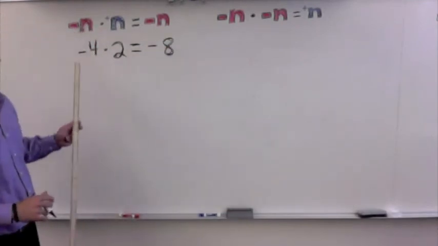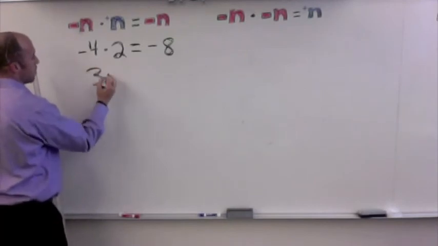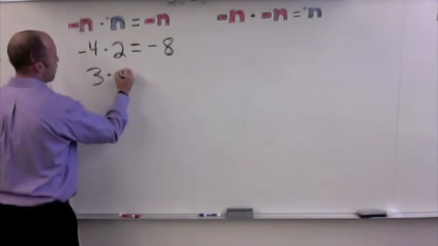Let's do it a little flipped way. So we have a positive right here, 3. We have a positive, and we're multiplying that by negative 4.